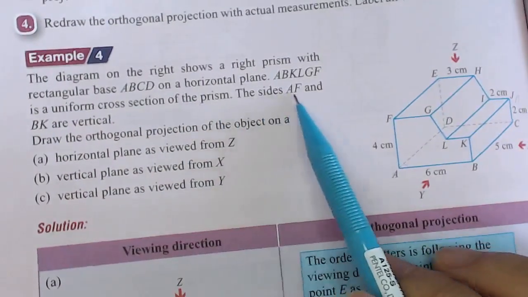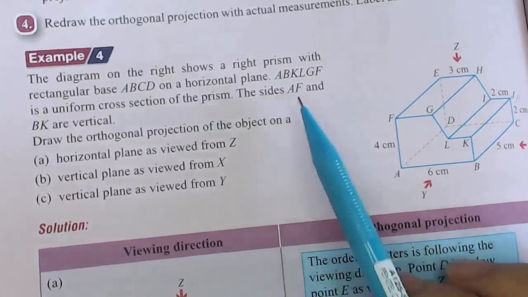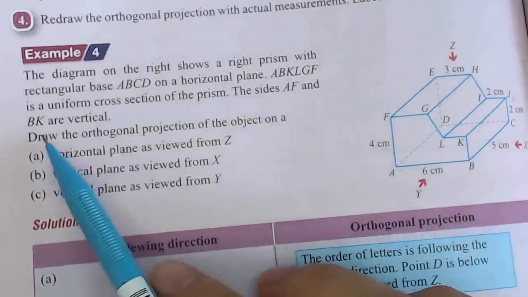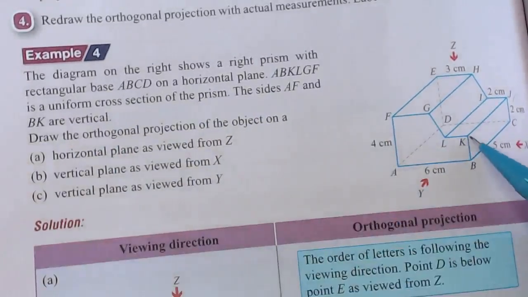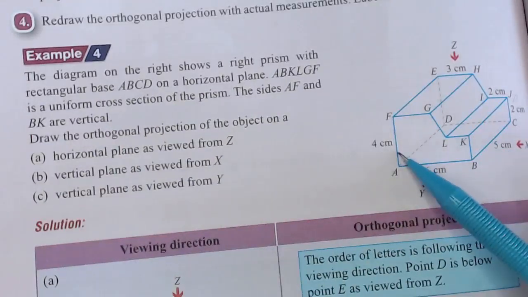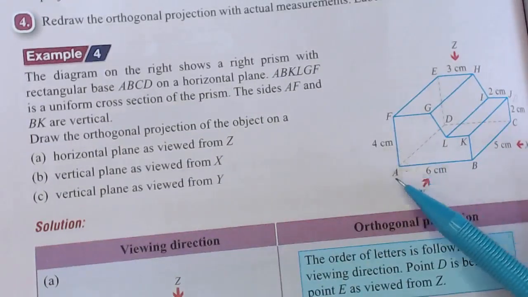The sides AF and BK are vertical. Vertical means they are 90 degrees from the base.